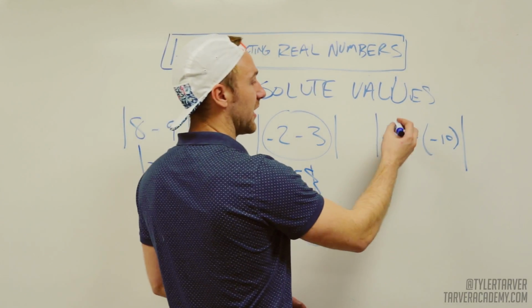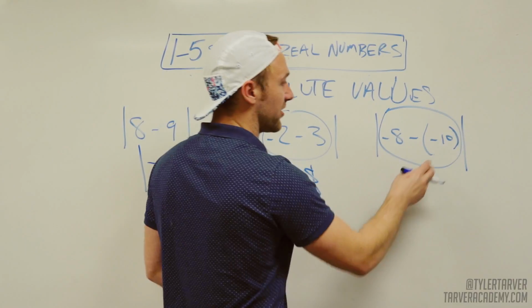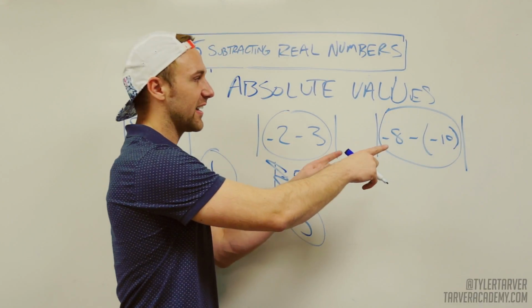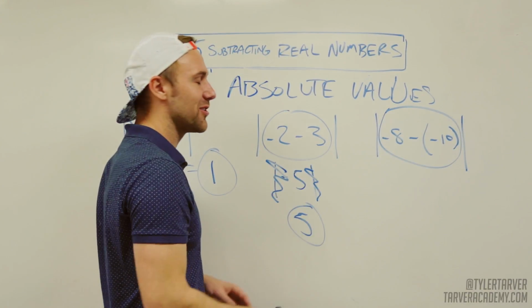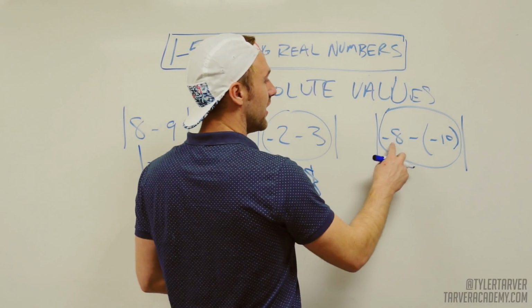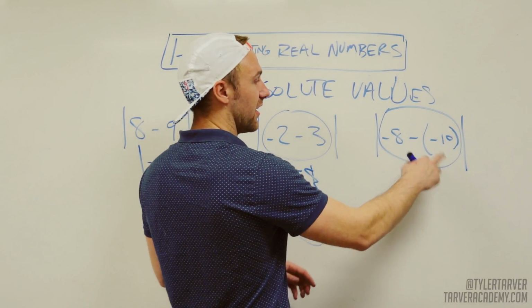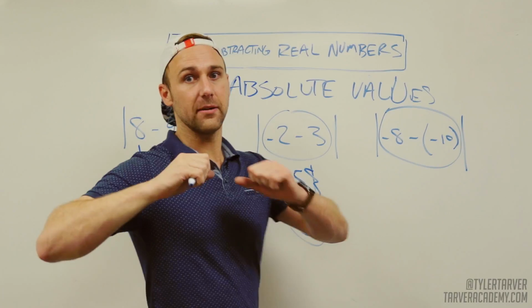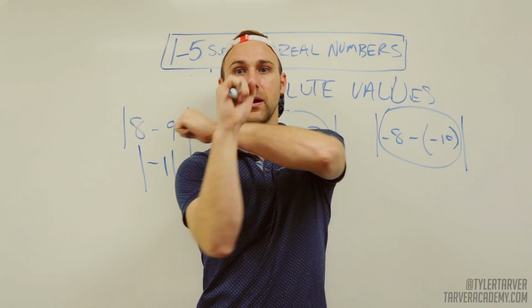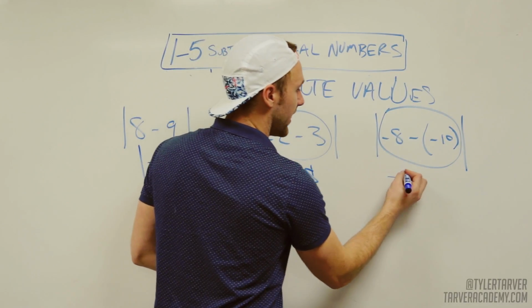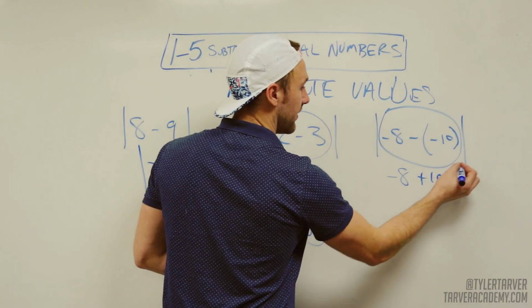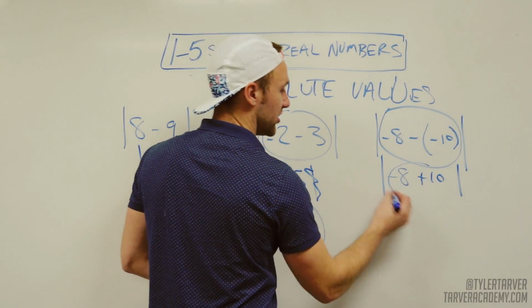And then right here, we've got the same thing. I'm just going to work the problem first, but I'm not going to forget about the absolute values, which look like a TIE fighter from Star Wars. You may have seen that movie. So negative 8 minus negative 10. Remember I said in my last video, when you minus a negative, it becomes a positive. So we've got negative 8 plus 10. Absolute values are still there. We're still just working this.